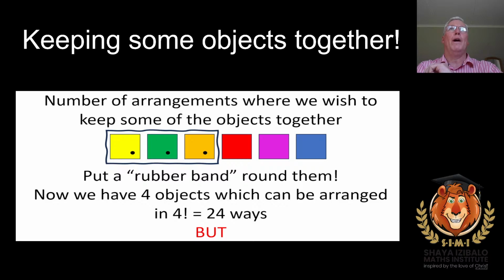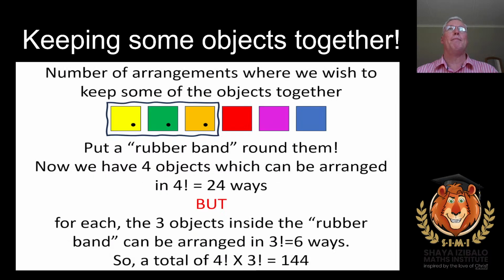So let's have a look. 24 ways. But for any one of those 24 ways, those 3 that are in the rubber band can be arranged themselves. They can mix around in there in 3 factorial ways. So what we need to do is take our 4 objects and multiply by 3 factorial for the fact that the 3 inside can switch around. I'm just going to tell you the 6 orders that those 3 inside can go in. Yellow, green, orange; yellow, orange, green; green, orange, yellow; green, yellow, orange; orange, yellow, green; and orange, green, yellow. 3 factorial. So that's a really important idea, keeping some things together.